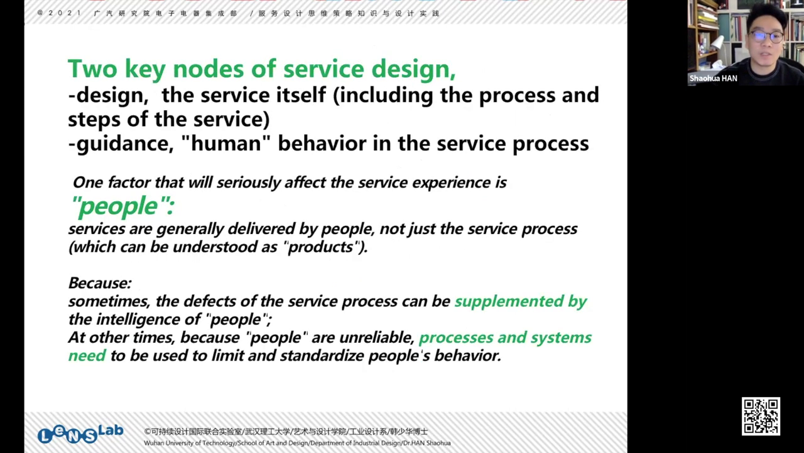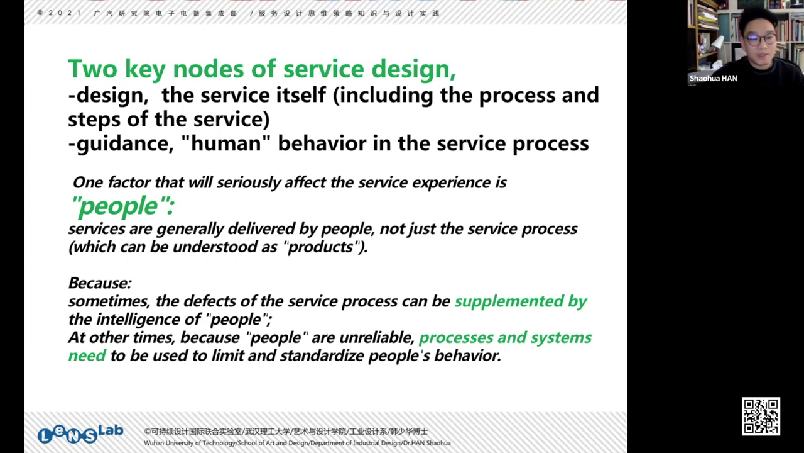But for today, I want to say that there are two key nodes of service design. The first is to design the service itself, including the process and the steps of the service, right? We need to design the service itself. And then we need to make some guidance, because we need to guide human behavior in the service process. There is one factor that will seriously affect the service experience. It's the people who are involved in our service, because services are generally delivered by people, right? Not just the service process, because the people transform our service, right?